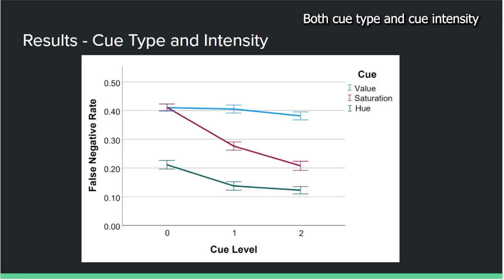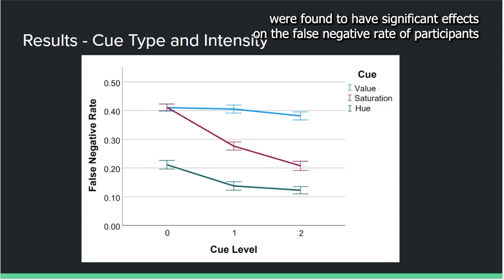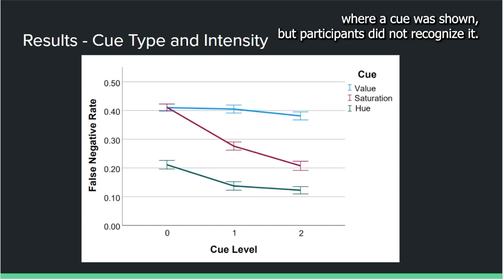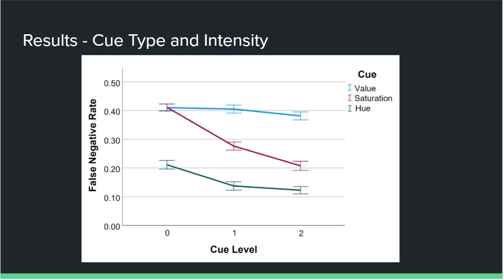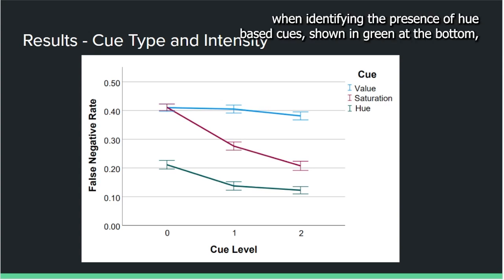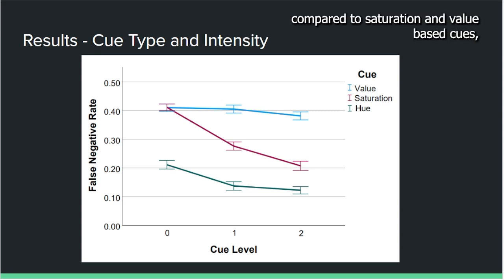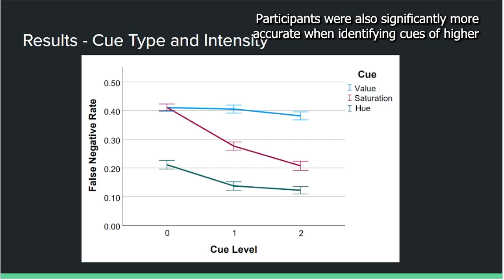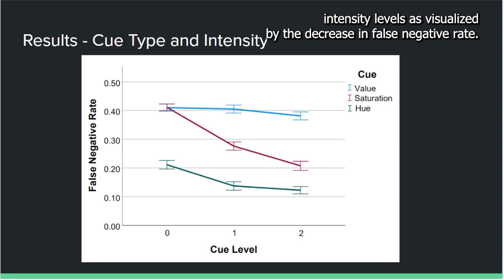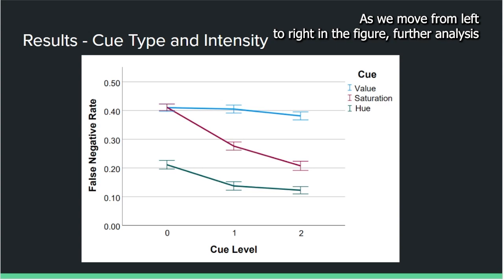I'll highlight just a few key results of the paper. Both cue type and cue intensity were found to have significant effects on the false negative rate of participants, where a cue was shown, but participants did not recognize it. Participants were significantly more accurate when identifying the presence of hue-based cues, shown in green at the bottom, compared to saturation and value-based cues, shown in red and blue respectively. Participants were also significantly more accurate when identifying cues of higher intensity levels, as visualized by the decrease in false negative rate as we move from left to right in the figure.